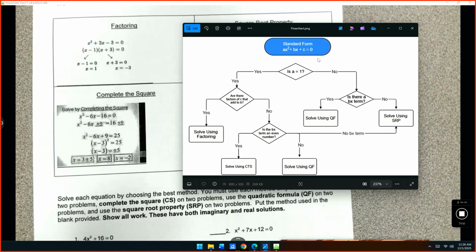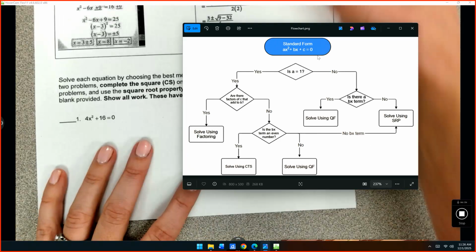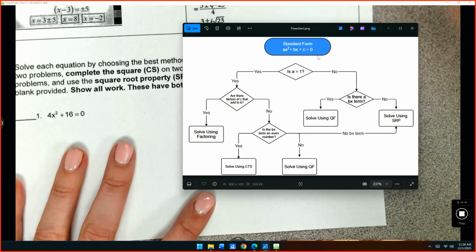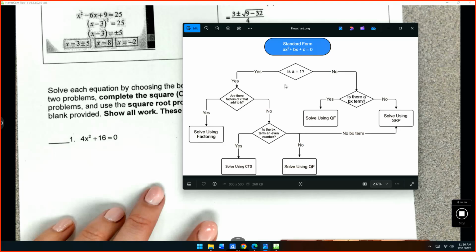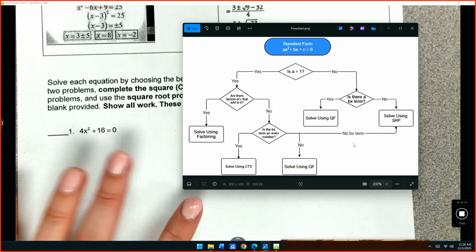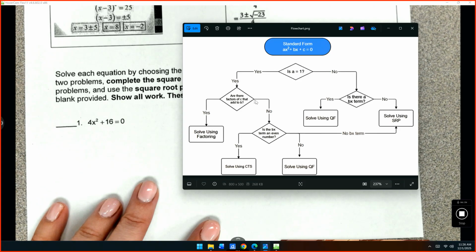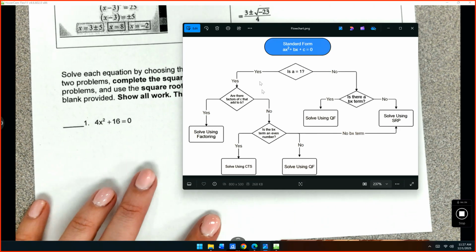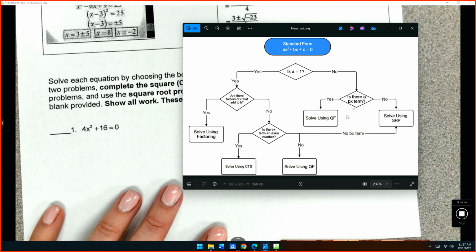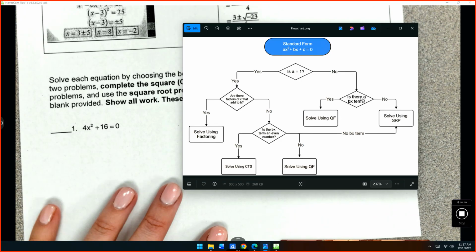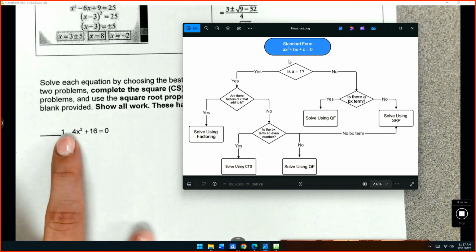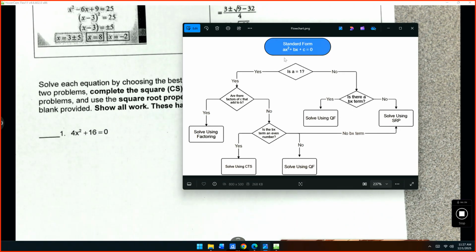Let's see. All right, so I'm going to take a look at number 1, okay? Actually, for this first one, the flow chart doesn't really work. So I'm going to ignore the flow chart for this first one. Basically, before you look at any of this, I want you to look at this part right here. Is there a BX term? Because if there is no BX, then we use the square root property. You remember that? We learned that in the beginning of the unit.